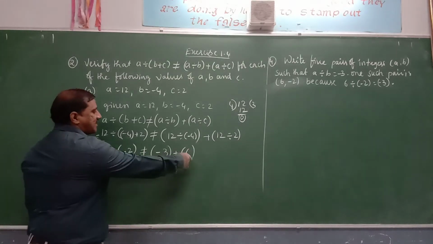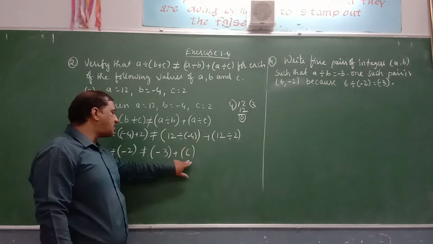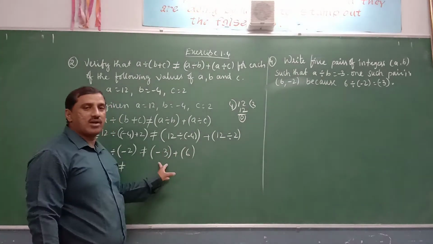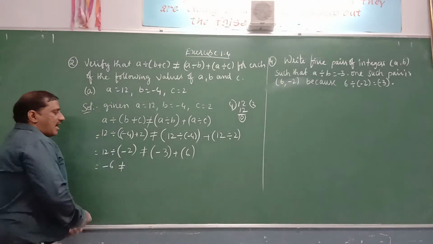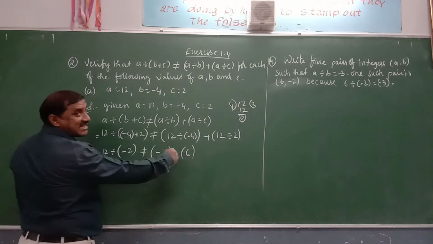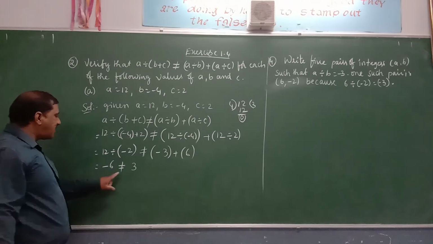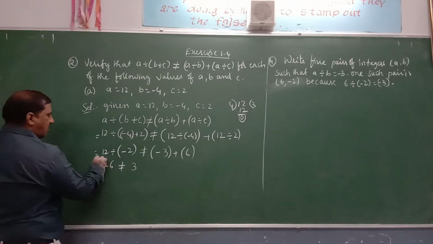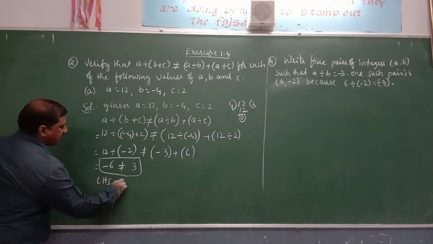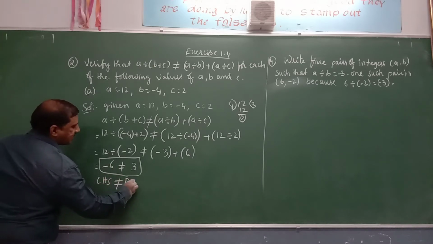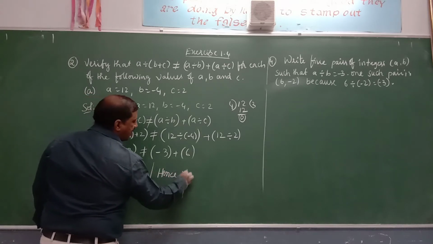minus 3 plus 6, which is the case we are taking here. We are adding two integers, one positive and one negative. So what to do? Subtract the smaller number from the greater number and put the sign of the greater number. Here the greater number is 6, its sign is plus. 6 minus 3 is 3, so we get plus 3. Is minus 6 equal to 3? Are they equal? Here LHS is not equal to RHS. Hence it is verified.